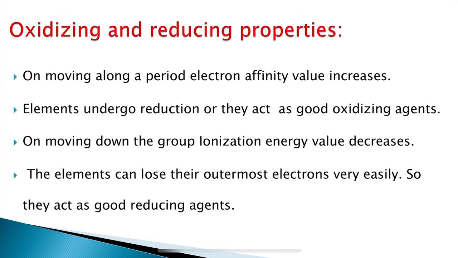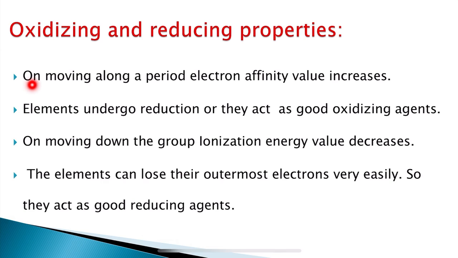Next is oxidizing and reducing properties. How the oxidizing and reducing properties reappear at regular intervals in a periodic table. The elements which have strong tendency to accept electrons to undergo reduction in aqueous solutions are called oxidizing agents, and those which have strong tendency to lose electrons to undergo oxidation in aqueous solution are called reducing agents.